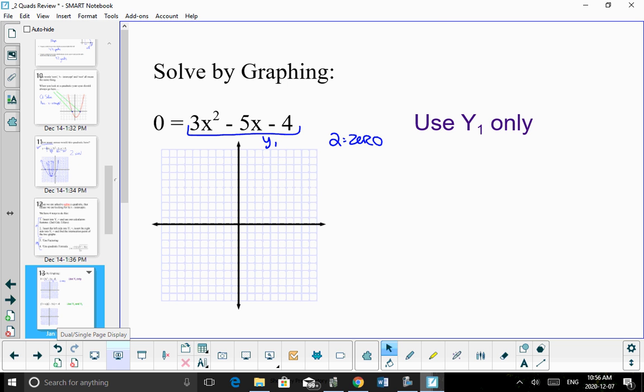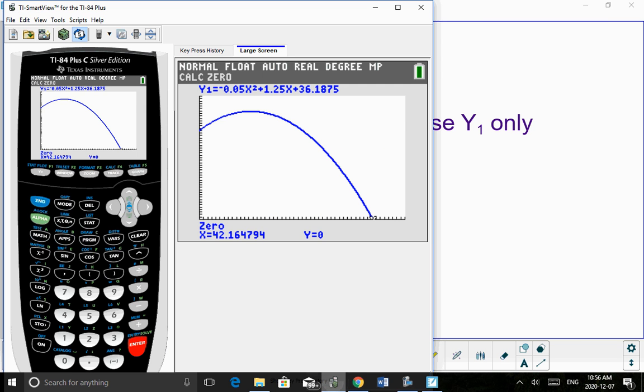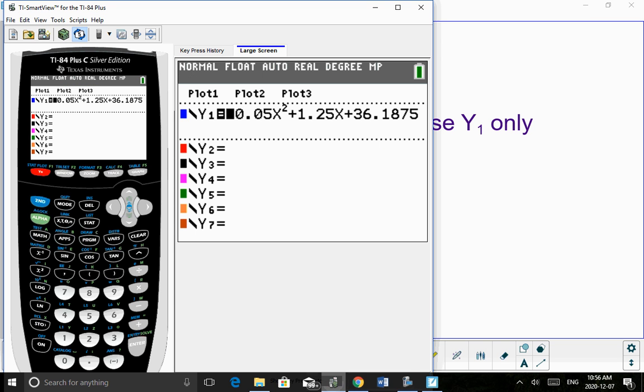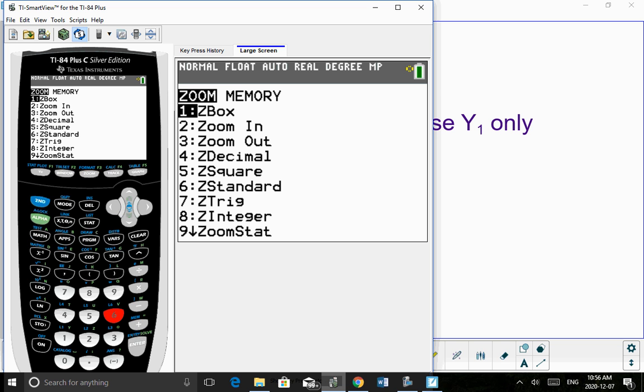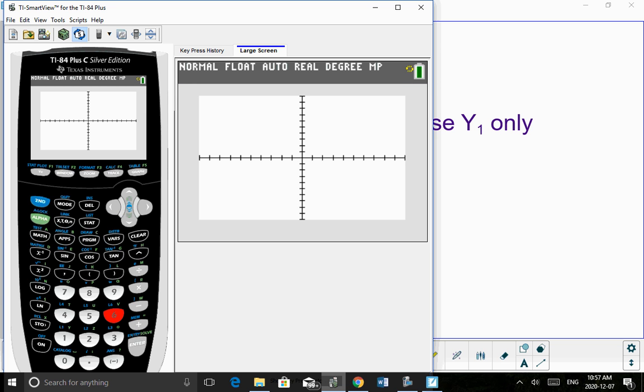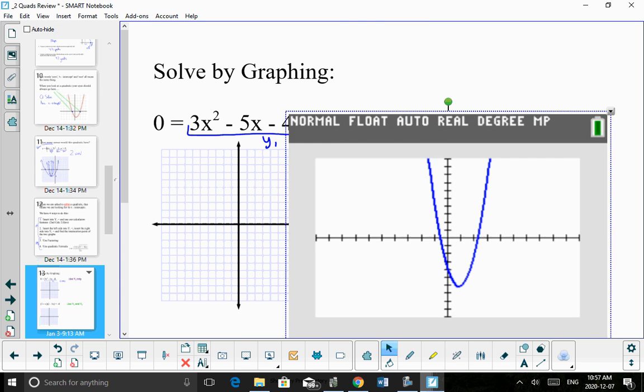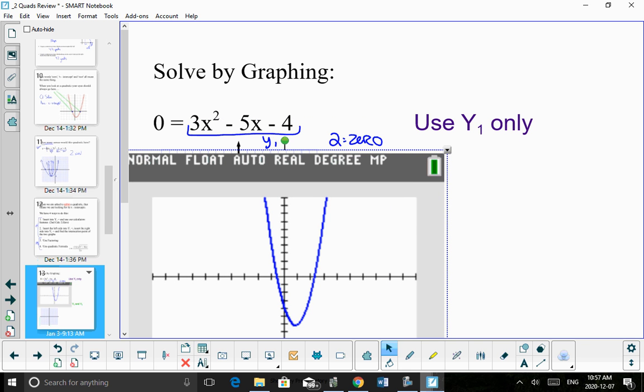So 3x squared minus 5x minus 4. I'm going to clear that out and enter 3x squared minus 5x minus 4. I'm going to press zoom 6 to return my window settings back to normal, and I get out that. What I'm looking for are those 2 x-intercepts. Again, I just need to see that sketch on your page. You don't have to plot any points. You're just going to draw that out. And now we're going to find those 2.